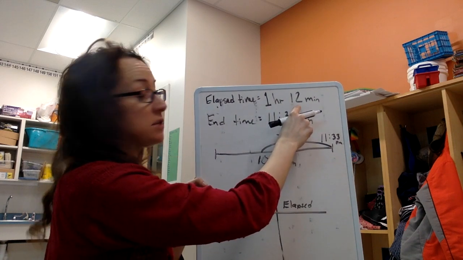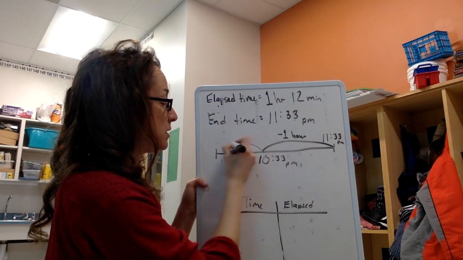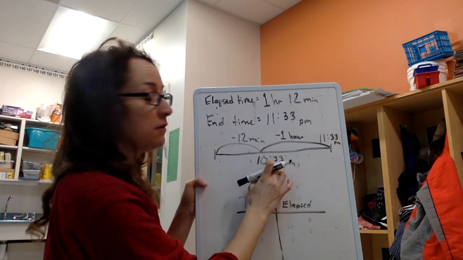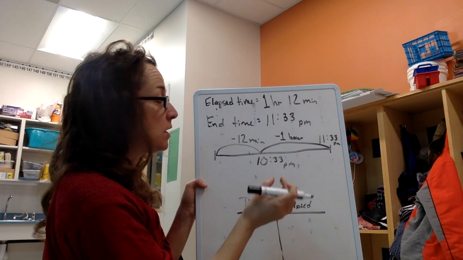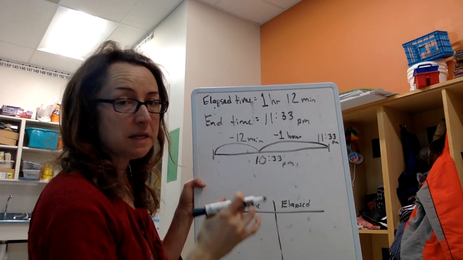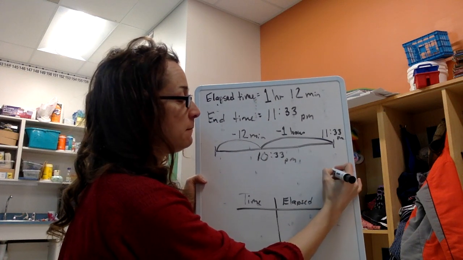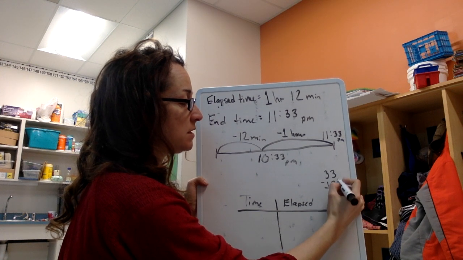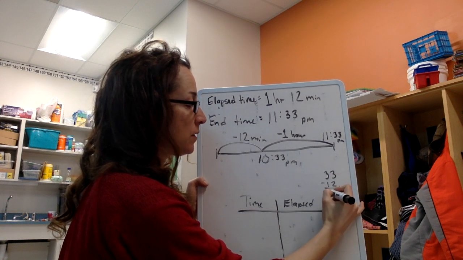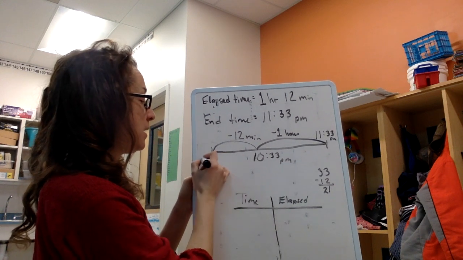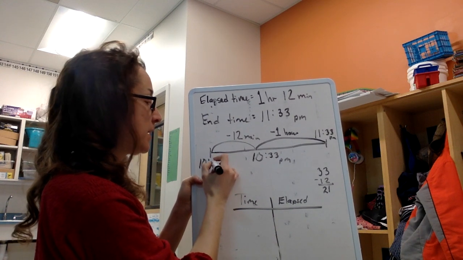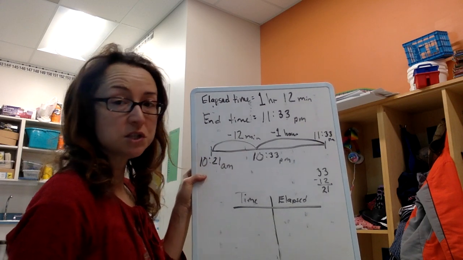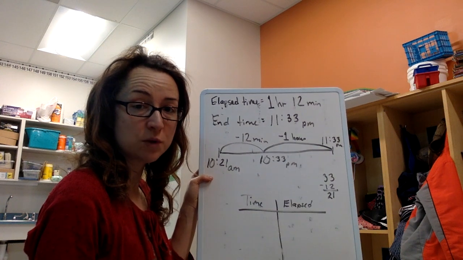Now I'm going to focus on my minutes, and I'm going to go backwards 12 minutes. So I'm going to say minus 12 minutes. Now I'm only going to focus on my minutes section. So I'm going to think about 33 minus 12. If I go over here, I'll just write that equation. 33 minus 12, my ones place, 3 minus 2 is 1, 3 minus 1 is 2. So I can put my new time as 10:21 a.m. So I'm discovering that my start time was 10:21 a.m.